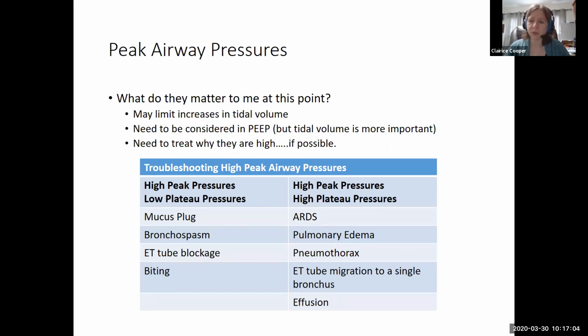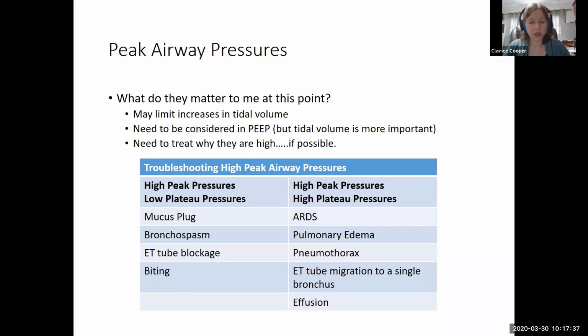If they're in the 20s, we're pretty happy. If they're decreasing each day, that tells us that the patient is making progress. If they're increasing each day, that tells us the patient is getting worse. Once they start to get into the mid 30s or high 30s, I start to get worried. And once they get into the 40s, we get exceptionally worried. So that gives you an idea of the scale of our level of concern. And at all times, we should be trying to minimize our peak airway pressures.